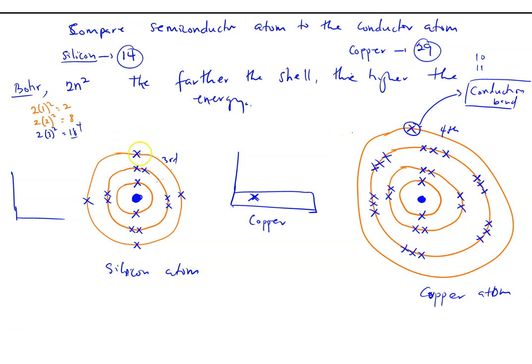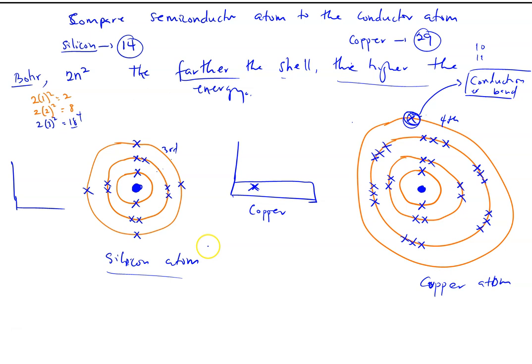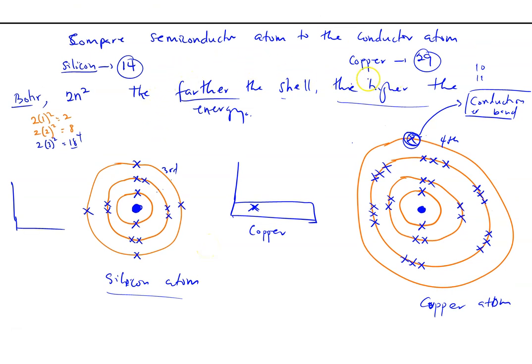So you see, but this one, the energy it has, although it's also quite good, but this one has the highest energy. That is the reason why copper conducts easily compared to the silicon atom. Because the further the shell, the higher the energy. So if we compare the two of them, this copper will move to the conduction band so quickly compared to the silicon atom. So we can make a conclusion that the copper atom can conduct faster than the silicon atom. So that's it for the comparison between the semiconductor atom and the conductor atom.